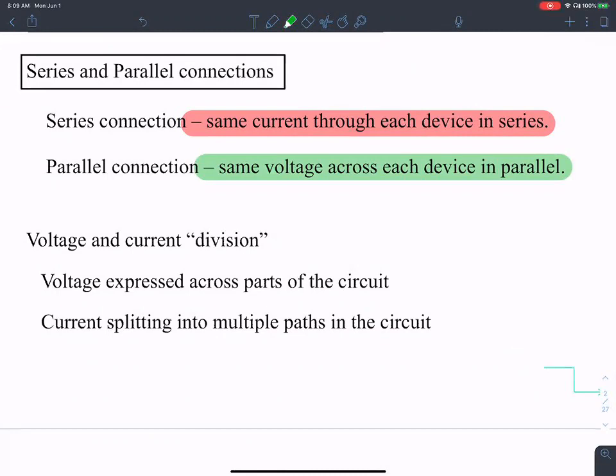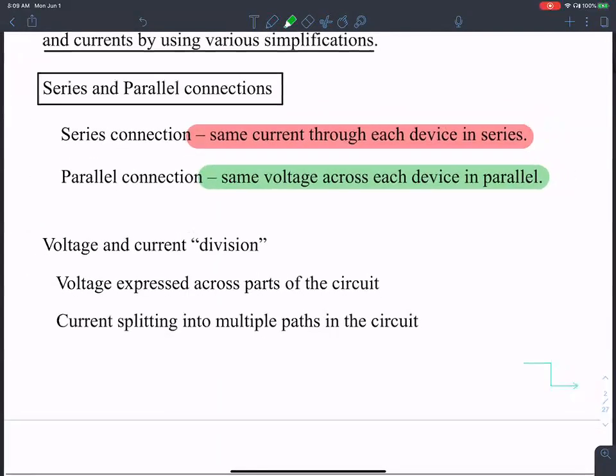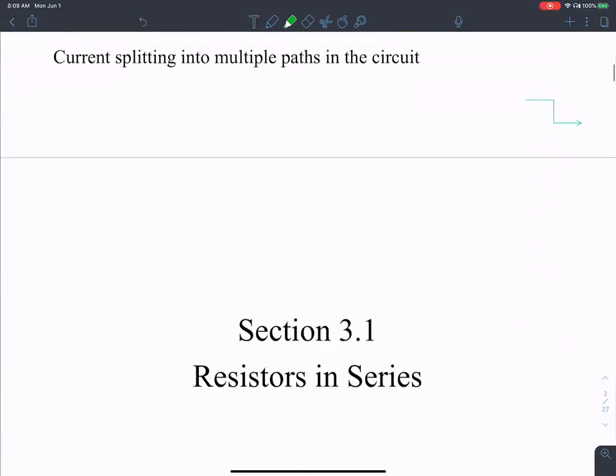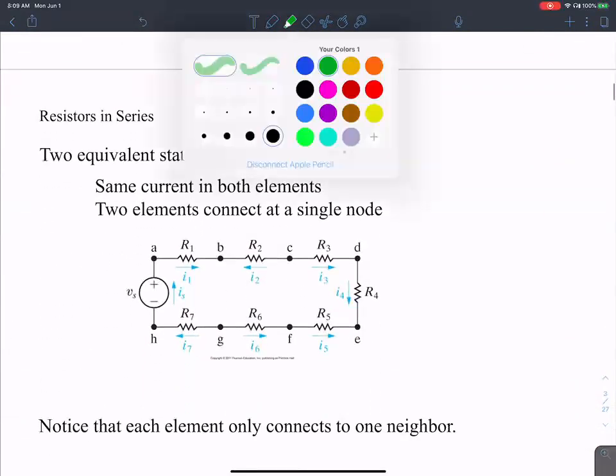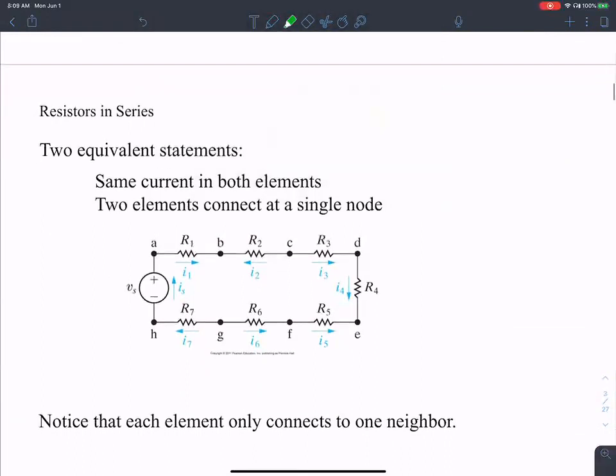When I have some current coming out of a source, how does it split between different branches? Okay, that's the idea. So let's look at resistors in series, which you're familiar with from your previous classes.